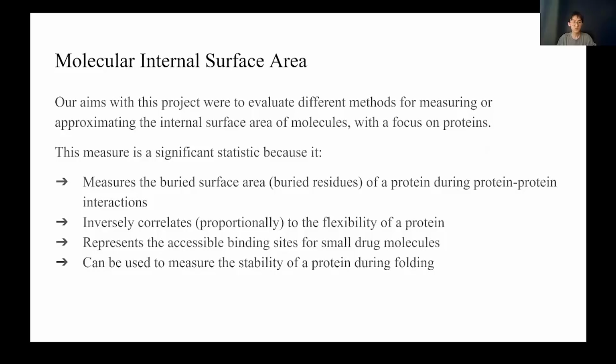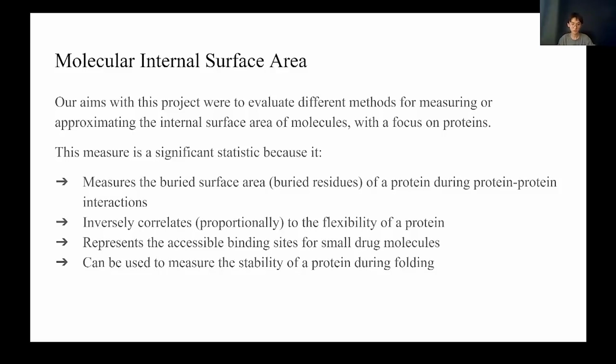So the next thing we tried to measure was the internal surface area of molecules, and we focused mostly on proteins. So this is a significant statistic in proteins because it quantifies the magnitude of buried residues in a protein, and that can be very important during protein-protein interactions.